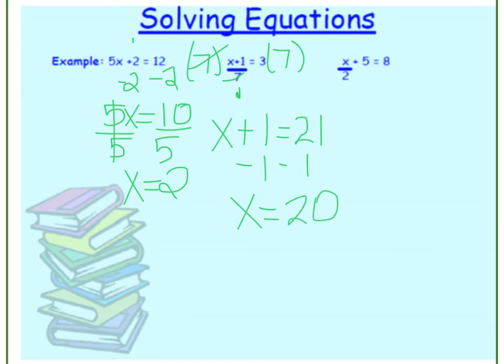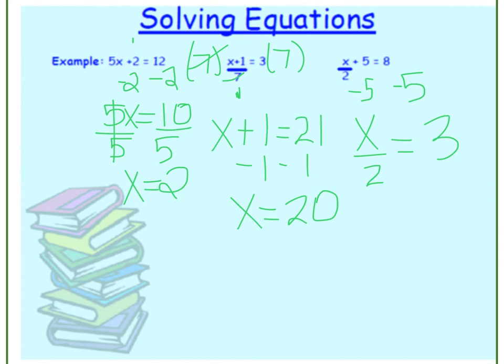Looking at the third example, I can see that there is a positive 5 that's not currently touching the x, or not having any math to do with it right now. So that's the first thing I'm going to move over. So because it's a positive 5, I'm going to move it over by subtracting 5 to both sides of the equal sign. So that's going to leave me with x over 2 on the left-hand side, and 8 minus 5 is 3.